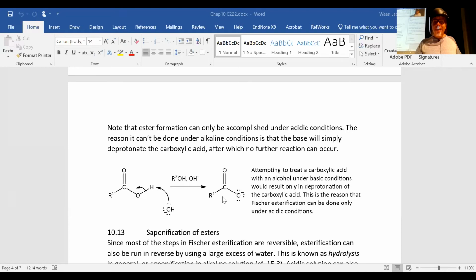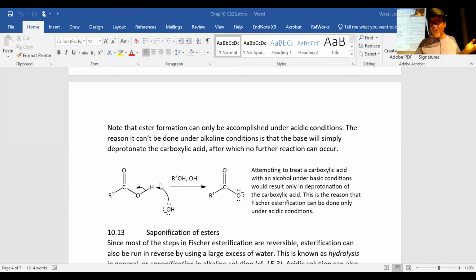There's no way any nucleophile is going to attack that carbon because the thing already has a full minus charge. It doesn't want any more electron density coming in. And so that's the reason, and again, I gave this all to you in the class notes, but that's why you have to use an acidic medium in order to do an esterification of a carboxylic acid with an alcohol.